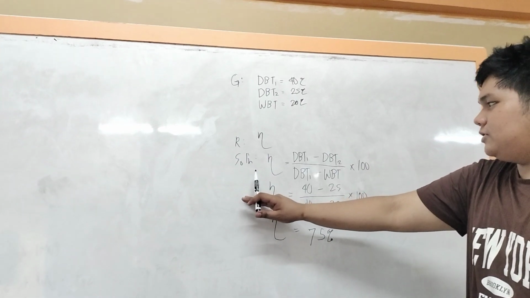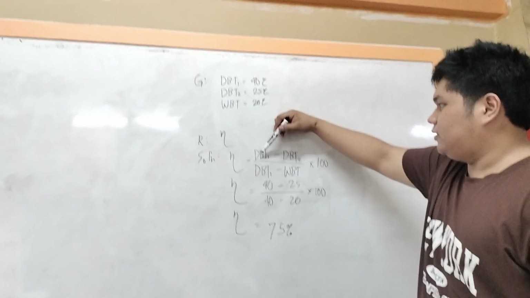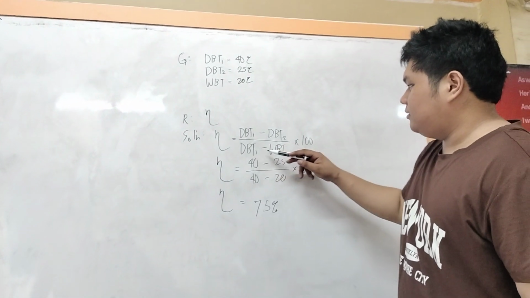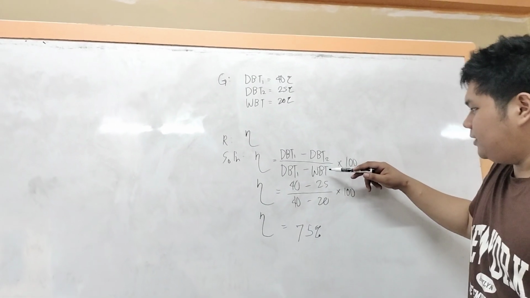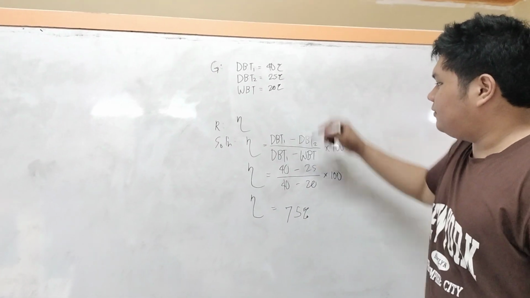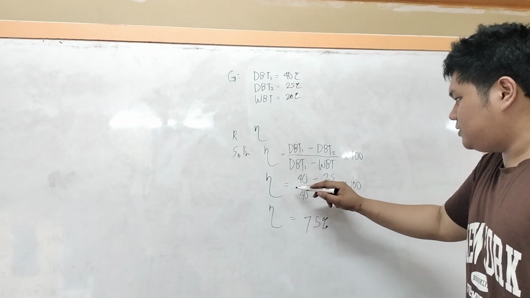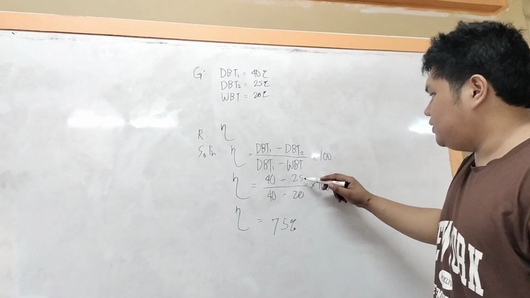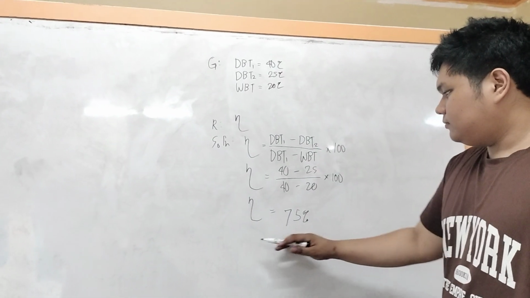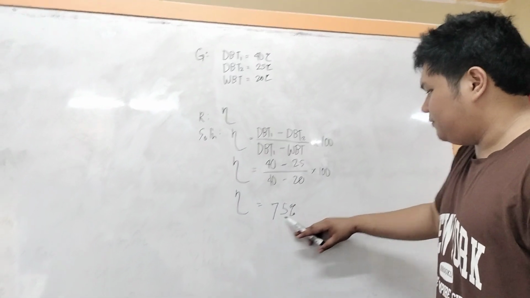So the solution is efficiency is equal to DBT1 minus DBT2 over DBT1 minus WBT, times 100. So we input the values. We have efficiency is equal to 40 minus 25 over 40 minus 20, times 100. Efficiency is equal to 75%.